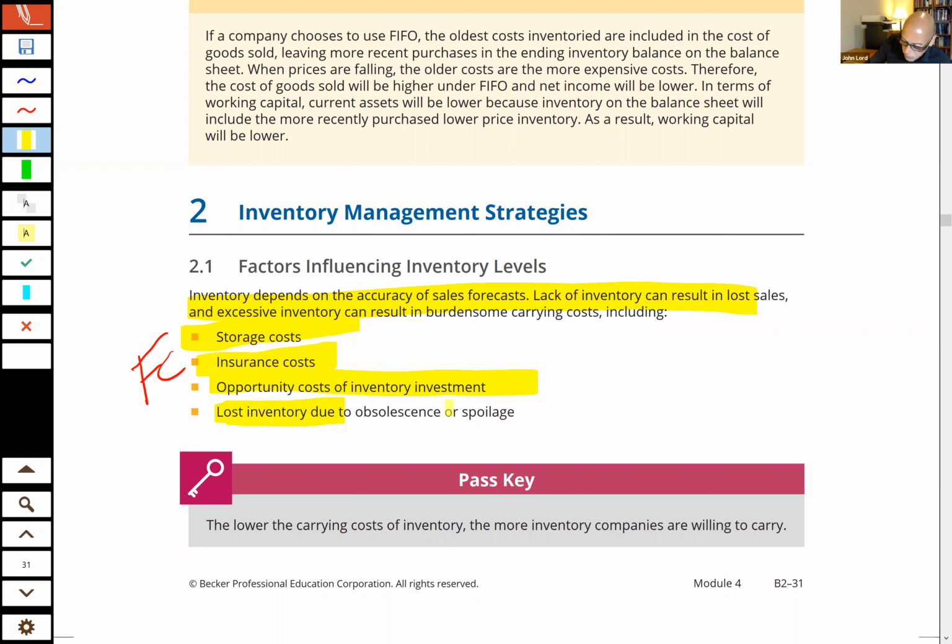And then lost inventory. If you carry too much inventory, then you can have obsolescence, spoilage, other good words, theft, right? Shrinkage. Okay, so all of these are things that you need to consider when you're trying to figure out the right level of inventory to hold. If I don't have enough, people are going to go somewhere else to buy their stuff. If I have too much, it's going to get damaged, it's going to be shoplifted, stolen by my employees, whatever. In other words, shrinkage.